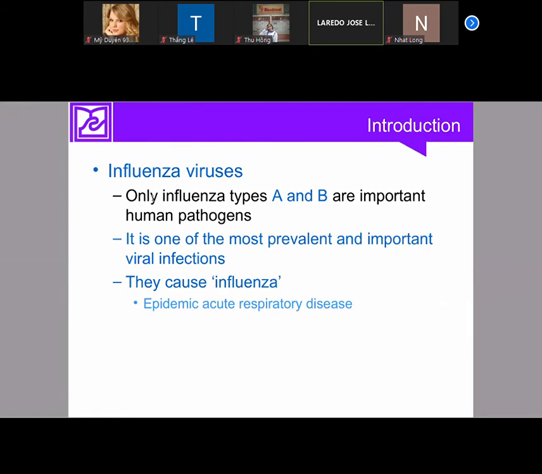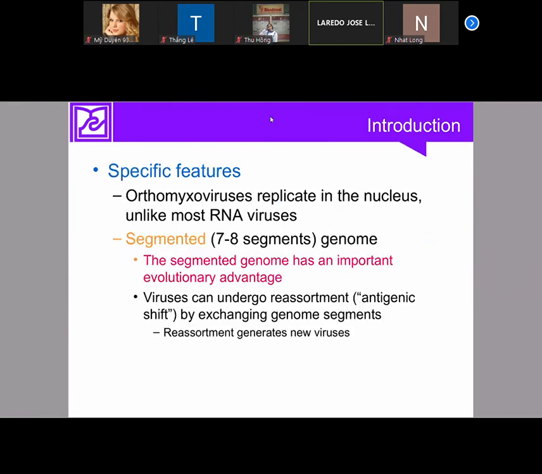Influenza viruses are very common in the world. They cause a very common disease that is called influenza. Influenza is an epidemic, acute respiratory disease that you already know because we suffer epidemics every year. About the structure of the nucleic acid of the family Orthomyxoviridae, influenza viruses, you have to remember one thing that is very important. I told you about this in the first class about viruses, but I told you that we are going to explain in more detail today.